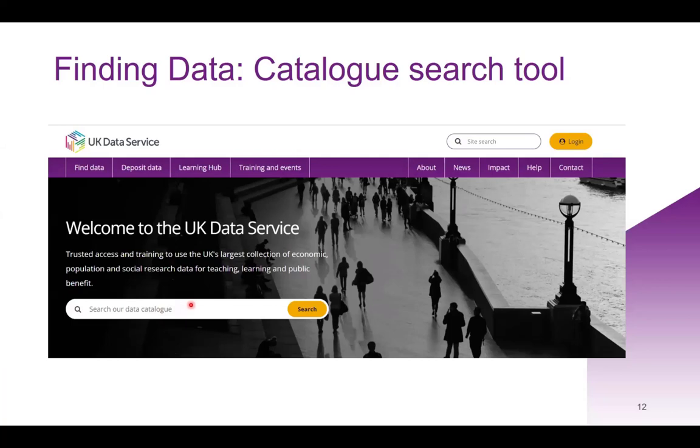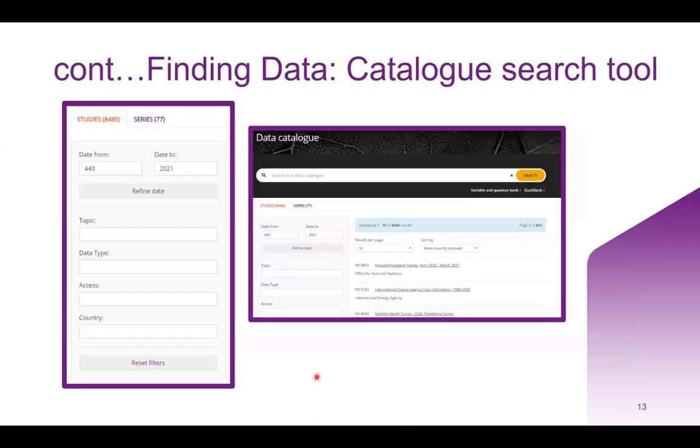Use this search box to look for studies or series on a particular subject, or the study number, or the name of the principal investigators, if you know it. Once you click on the search button, a list of related results will appear on the data catalog. So you can select to view your results in studies or in series.